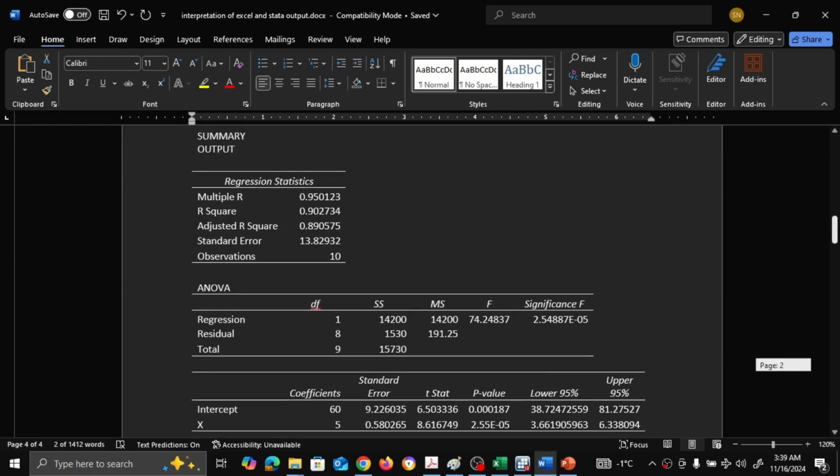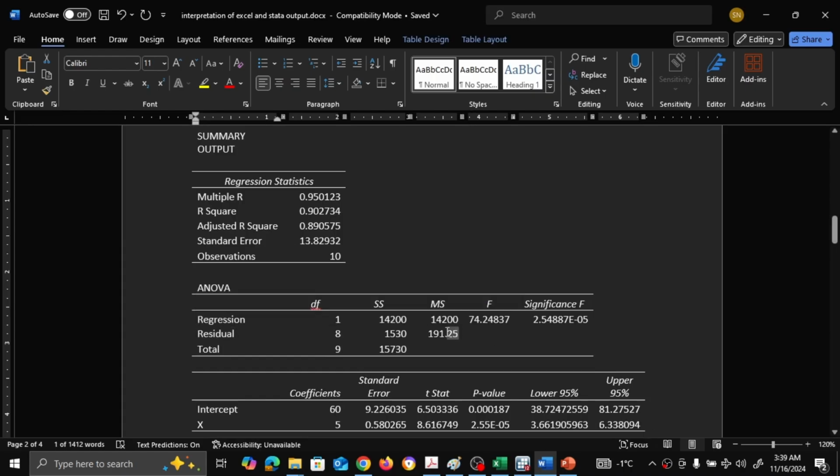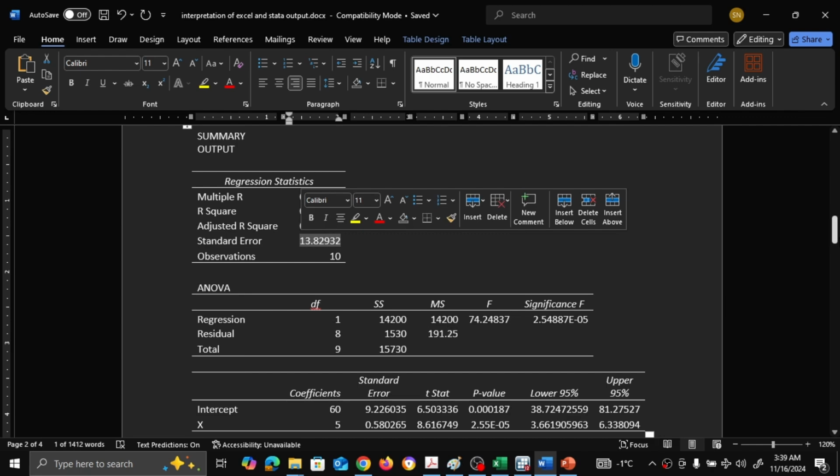So in Excel, you see here the residual, and the mean square error is 191. Okay? So this MSE or MSR, you can call it the mean square residual, is actually the standard error squared. So if I take the square root of this, I should get exactly this.